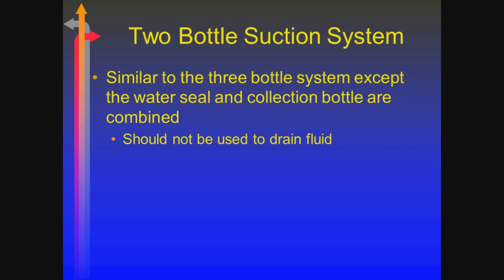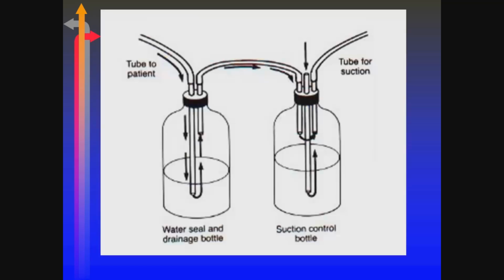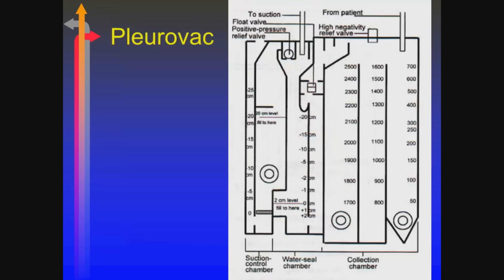And there are some 2-bottle systems where they combine the water seal and the collection, and it really should not be used for somebody who's got a lot of fluid that is being drained. This was literally when the suction bottles were big glass bottles. Has anybody ever seen one of those in the ICU? I had a thoracic surgeon who used to insist on using them, and they're just so cumbersome, especially if you have to take the patient down to X-ray or something.